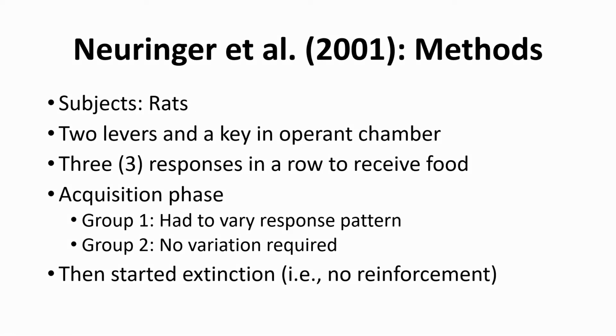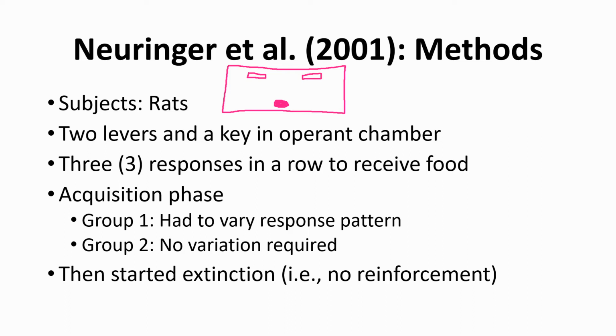Okay, so let's set the stage here. Our subjects are rats, pretty standard, rats in an operant box. We've seen this before. In the setup that we have in our operant box here, we have two levers and a key. So I think that they said that there are two levers on one wall, one on the left, one on the right, and then there's a key or a button on another wall. So there are three possible responses that can be made. You can press the left lever, you can press the right lever, or you can push the key. And in this setup, the rats have to make 3 responses in a row to receive food.